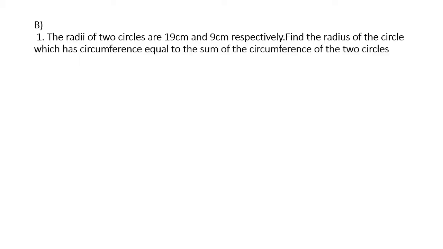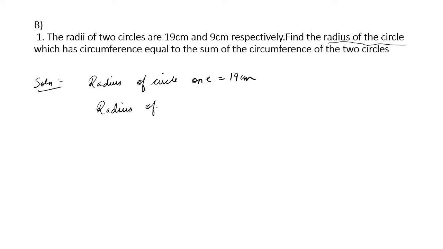So the first question is: the radii of two circles are 19 centimeter and 9 centimeter, right? So we have to find the radius of the circle which has circumference... So you can first write this, okay? We can write the radius of circle 1. We're talking about two circles, so circle 1 is given as 19 centimeter and the radius of circle 2 is given as 9 centimeter.